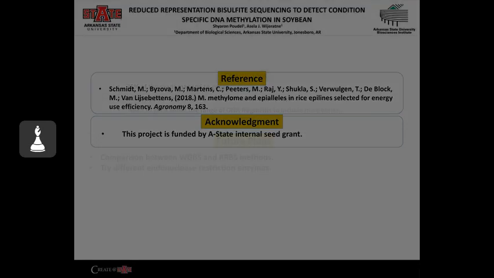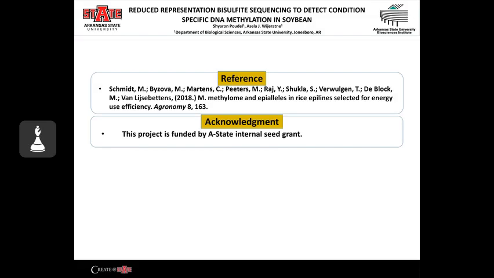And finally, we want to thank the AState internal seed grant for the funding, and Arkansas State University and Arkansas Bioscience Institute for the support and facilities.